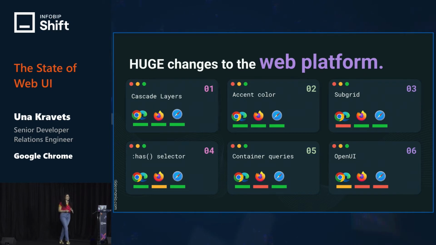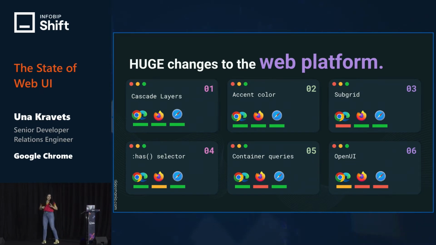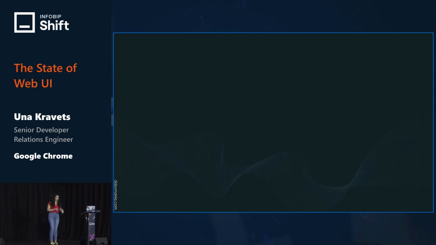But today I'll be talking about cascade layers, accent color, subgrid, the has family selector, container queries, and I'll talk about some APIs coming out of OpenUI, like the select menu, pop-up, and anchor positioning. So there's just so much. Let's get right into it.